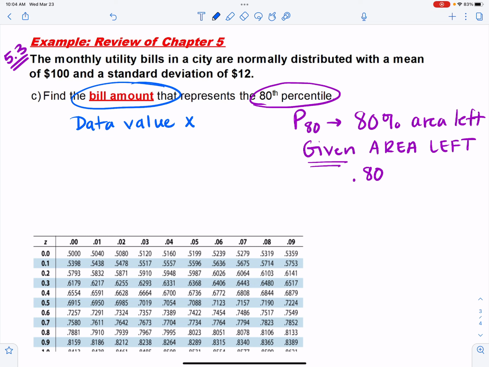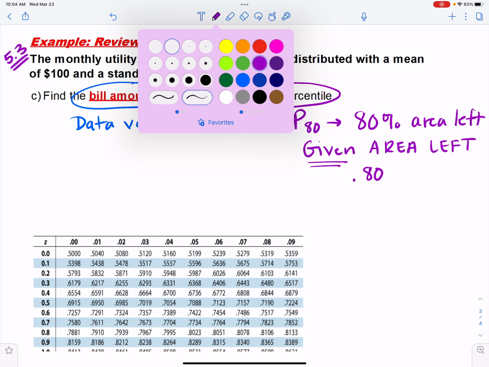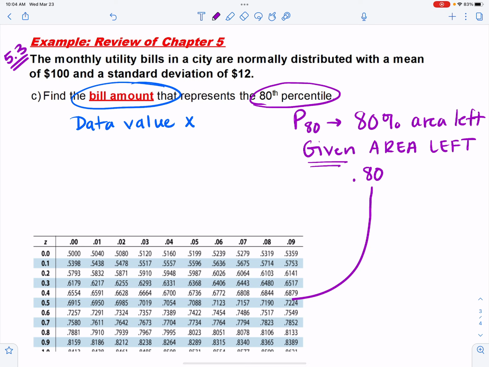So in this particular case, I take the given area and I look for it inside the table. You do not look for areas out here. Those are z-scores. So if you have an area, you look inside the table. A lot of times when I'm given an area, I go ahead and write it to 4 decimal places. That way I'm not tempted to try to look it up on the outer edges.